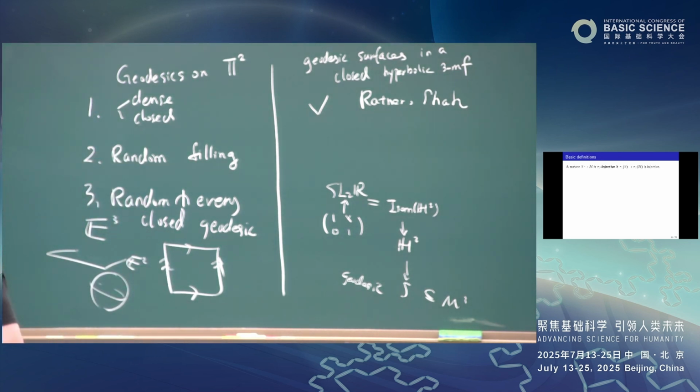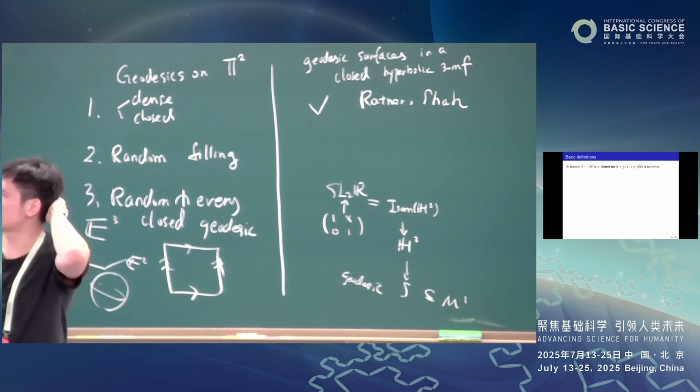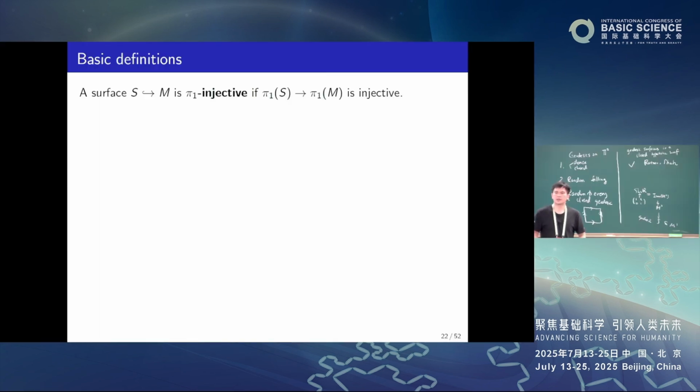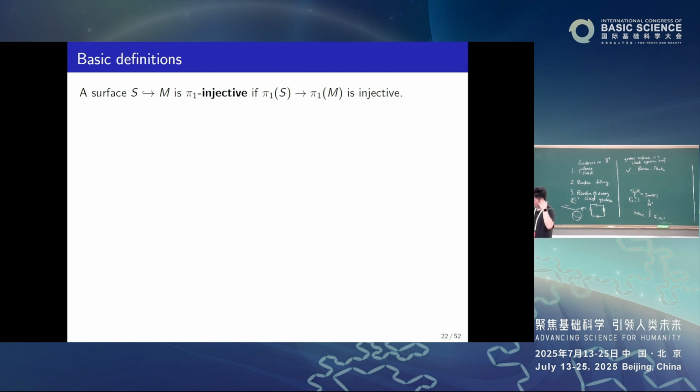Okay. And today the surface we study is called pi1 injective. So basically the fundamental group of the surface comes from the fundamental group of the manifold. So basically it comes from essential things, right? If you take the Euclidean space and a genus 2 surface, this is not pi1 injective because the Euclidean space has no pi1. Okay. So those surfaces come from the subgroup of the manifold.